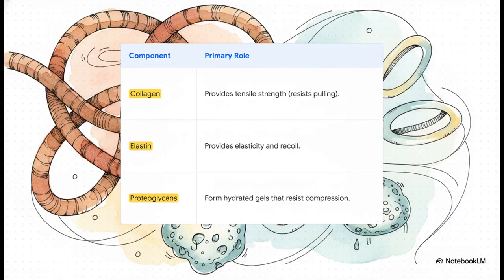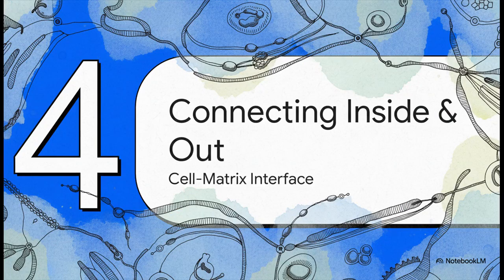So what is this matrix actually made of? Well, it rests on three main pillars. First, you have collagen. It's the most abundant protein in the human body, and it forms these rope-like fibers that provide incredible tensile strength. They're amazing at resisting being pulled apart. Then there's elastin, which is exactly what it sounds like. It lets tissues like your skin and your blood vessels stretch and then snap right back. And finally, you have proteoglycans. These things are wild. They form these super hydrated gels, almost like a sponge, that give tissues the ability to resist being squished.